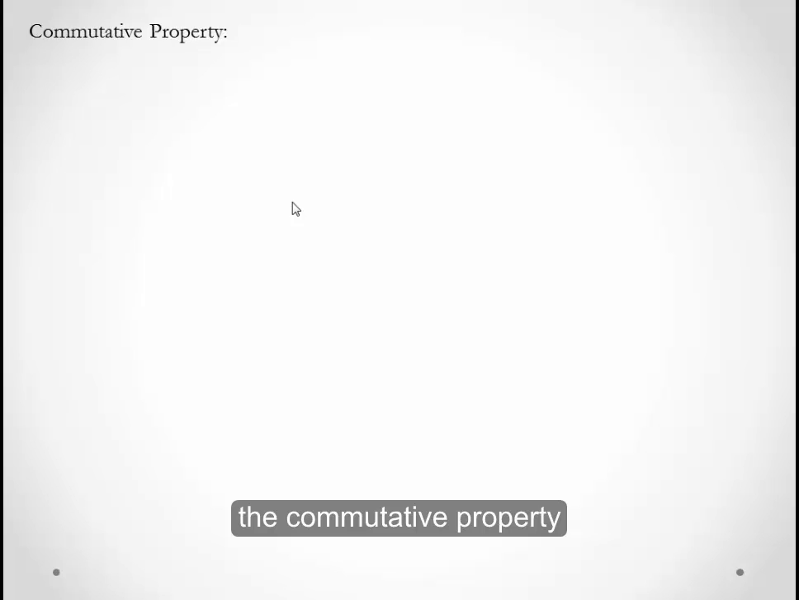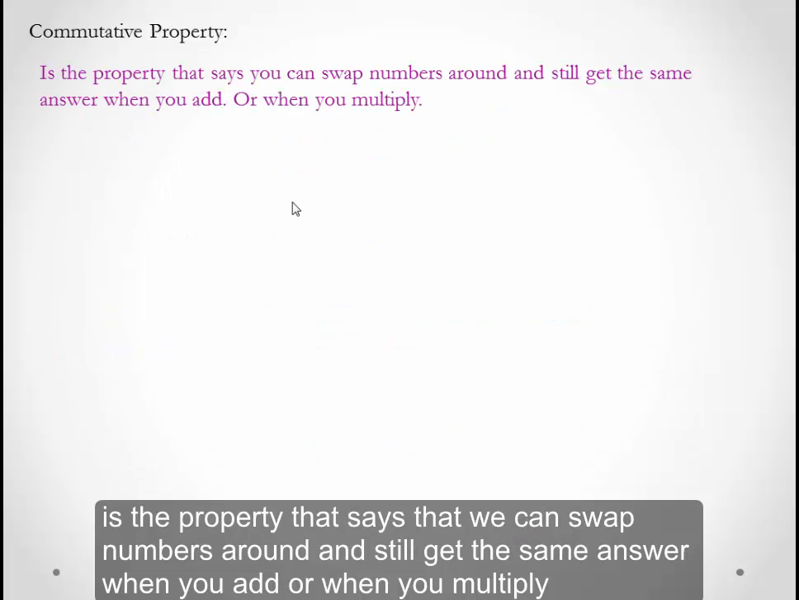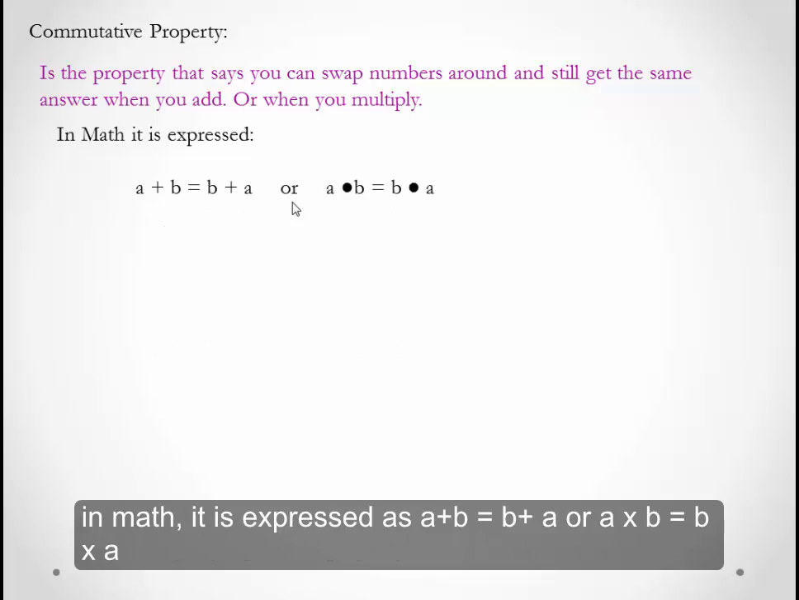The commutative property is a property that says that we can swap numbers around and you still get the same answer when you add or when you multiply. In math, it's expressed as a plus b is equal to b plus a, or a times b is equal to b times a.